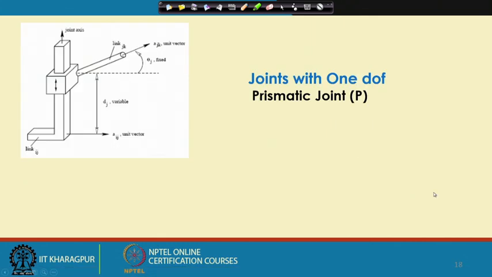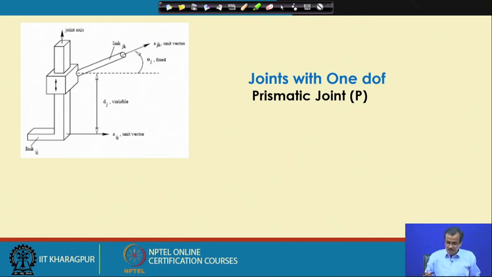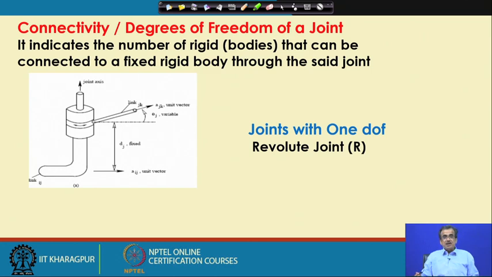Now, then comes the prismatic joint. Before I go to the prismatic joint, let me tell you one more thing. Here I did not discuss the twisting joint, which is another type of rotary joint. I am going to show you one very practical example with the help of which you can find out the difference between the revolute joint and the twisting joint.